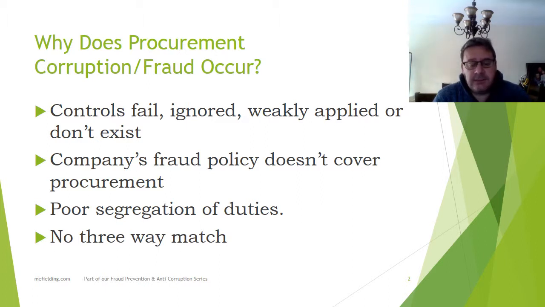Right, so we've got the first 3. Controls fail, which is very, very true, and in larger organisations you need to ensure, and that's what the auditors do, they do their control testing. Company's fraud policy doesn't cover procurement. You would certainly hope that it would, and that is easy enough to change. Finally, poor segregation of duties, particularly an issue in smaller organisations, and some government departments will not be that big, especially if they're out in the sticks or something.